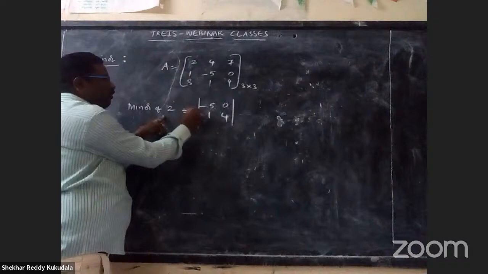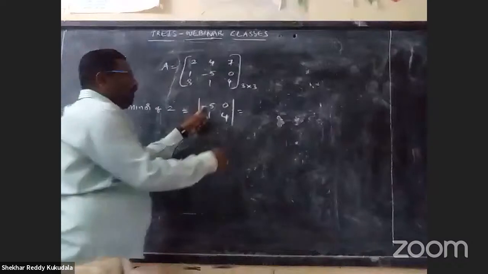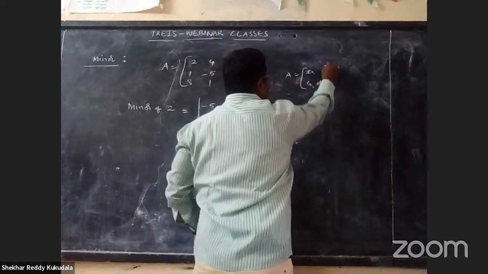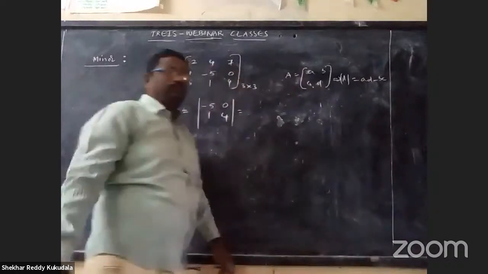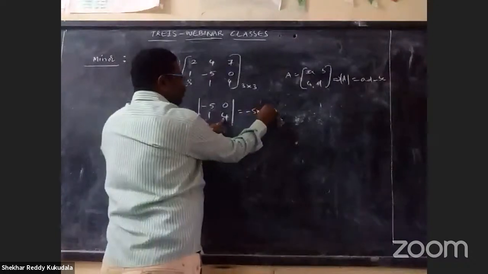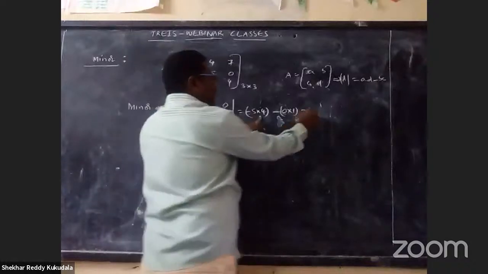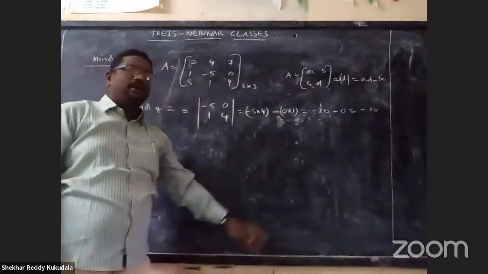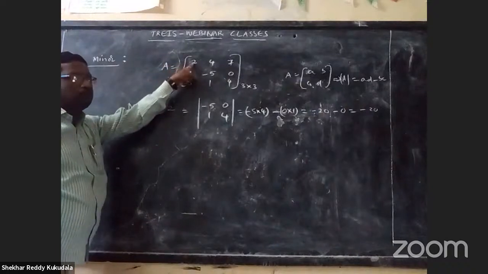So the minor of 2 is equal to the determinant of this 2 by 2 matrix, which is equal to AD minus BC. Yesterday we studied that when A is equal to the matrix ABCD, then determinant A is equal to AD minus BC. So now here, minus 5 into 4 minus 0 into 1, which is equal to minus 20 minus 0, which is equal to minus 20. Here, minus 20 is the minor of this element 2.